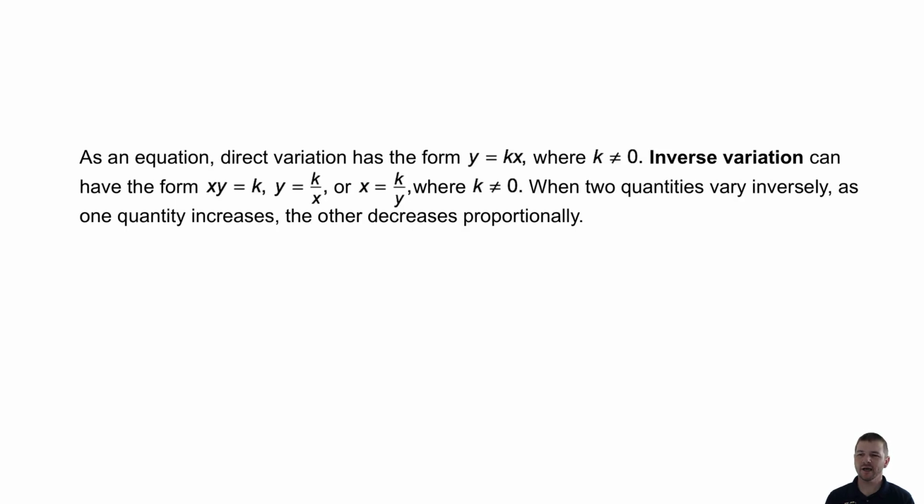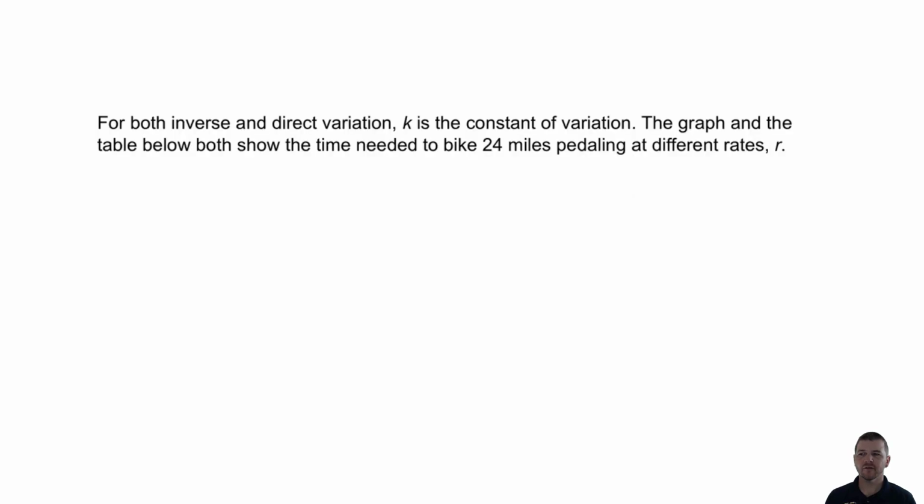As an equation, direct variation has the form y equals k times x, where k does not equal 0. Inverse variation can have the form x times y equals k, y equals k over x, or x equals k over y, where k does not equal 0. When two quantities vary inversely, as one quantity increases, the other decreases proportionally. For both inverse and direct variation, k is the constant of variation.